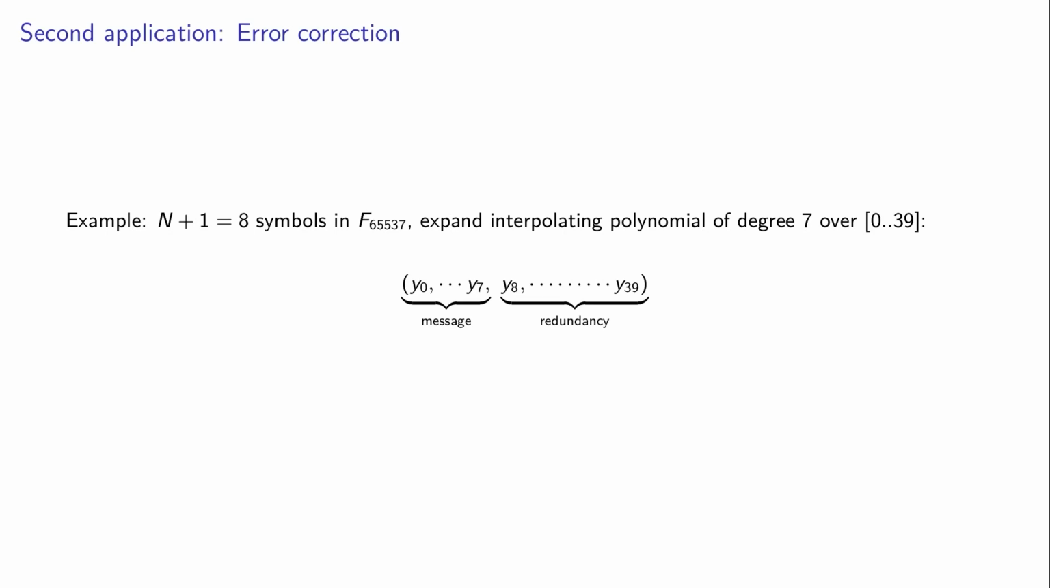Okay, so now I will explain to you a second application of polynomials, which is error correction. And I'm going to give you an example. What we're going to use, we're going to have 8 symbols, which are elements of our finite field. And what we are going to do, we're going to expand a polynomial of degree 7 over a larger interval. So the original definition is from 0 till 7, but we're going to expand it from 0 until 39.